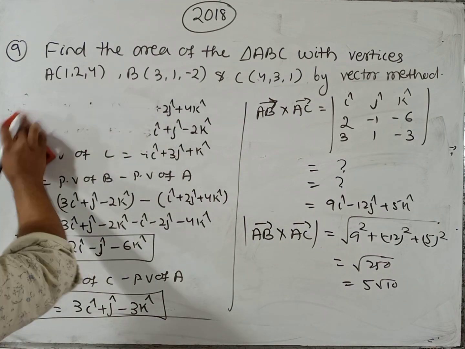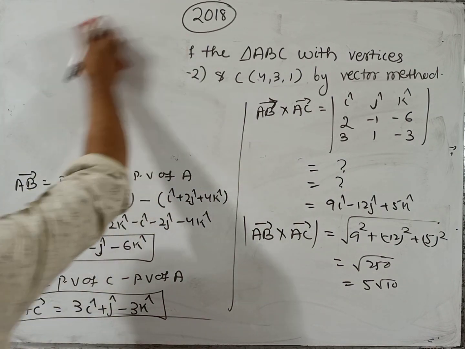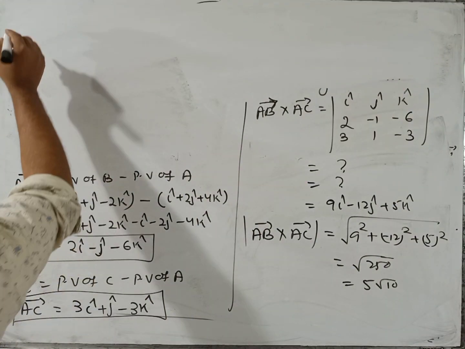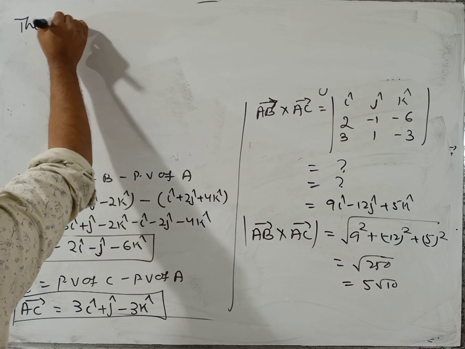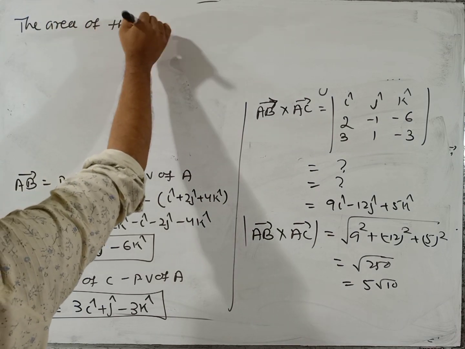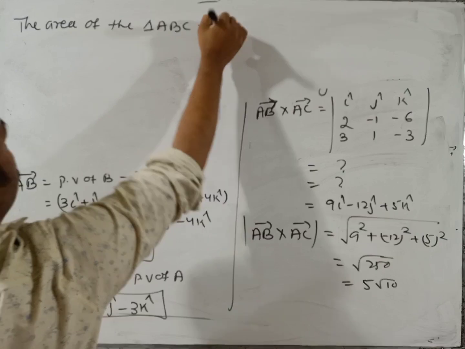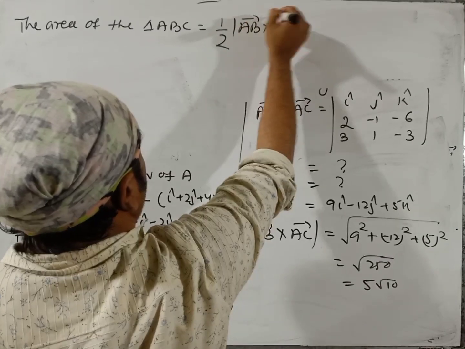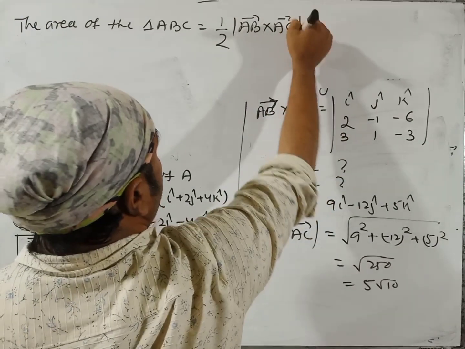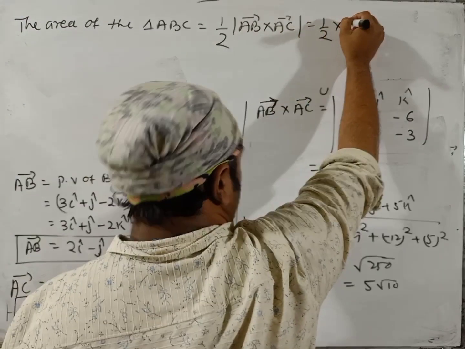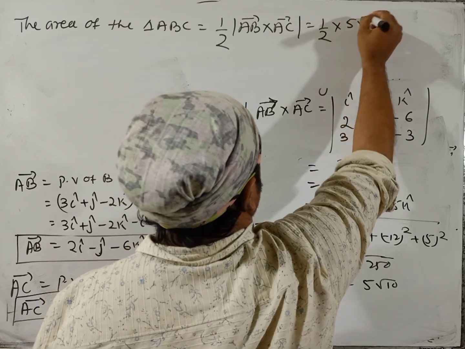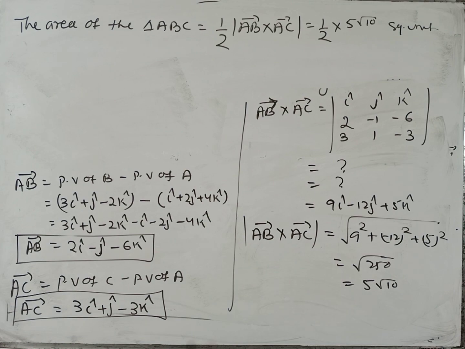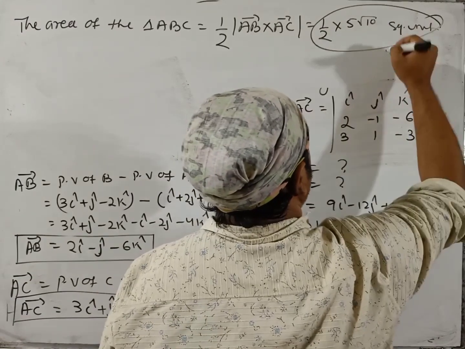The area of the triangle, hence the last step is here. The area of the triangle ABC is half of the magnitude of AB vector cross AC vector. It is half into 5 root 10 square unit. And here it is the answer.